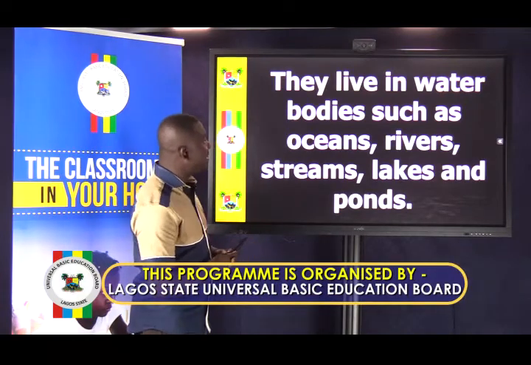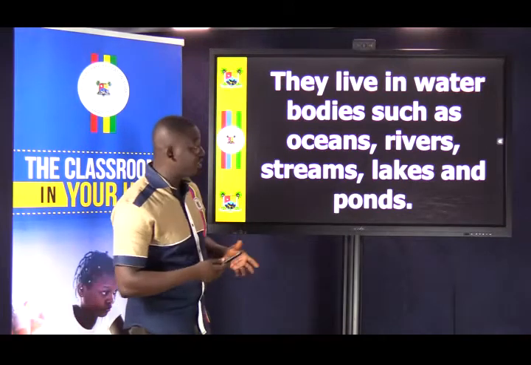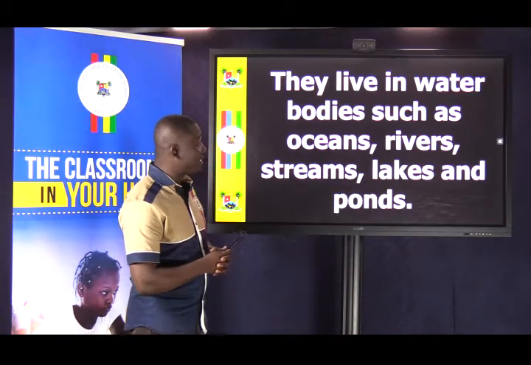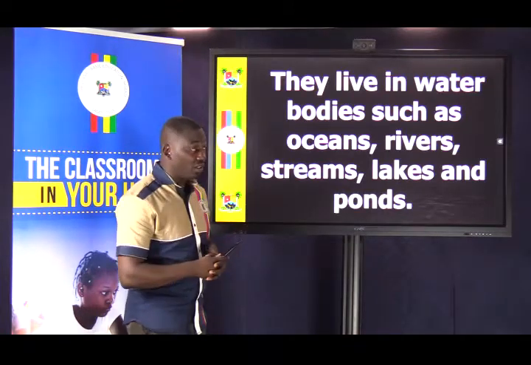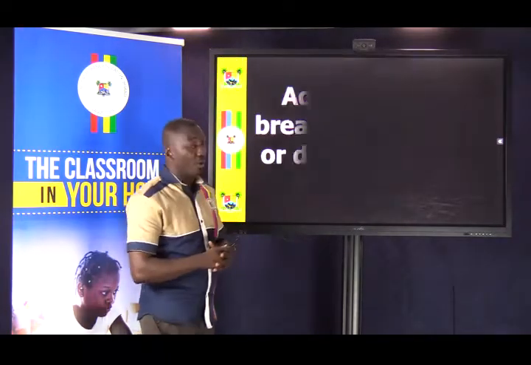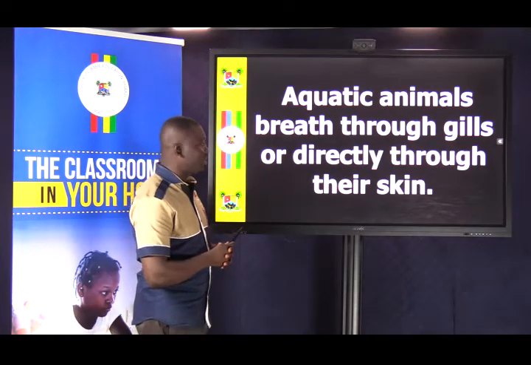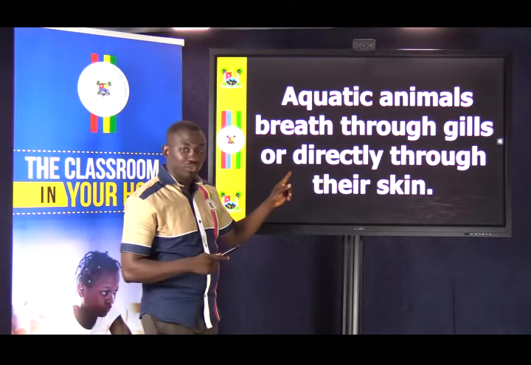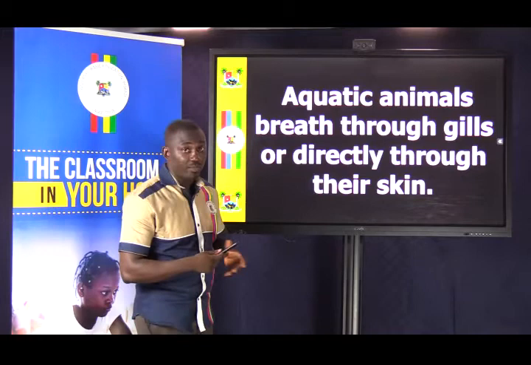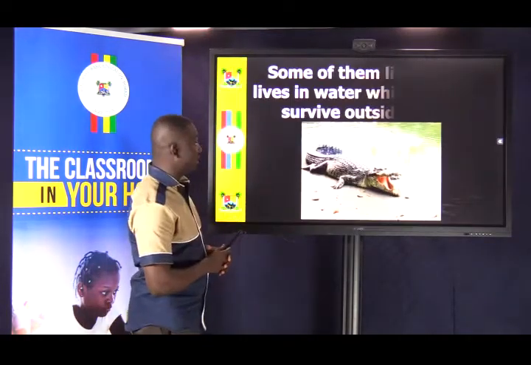So aquatic animals live in water bodies such as oceans, rivers, streams, lakes, and ponds. Aquatic animals breathe through gills. They don't breathe through lungs. They use their gills, or they breathe directly through their skin.